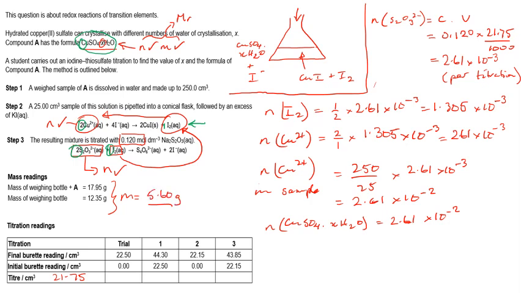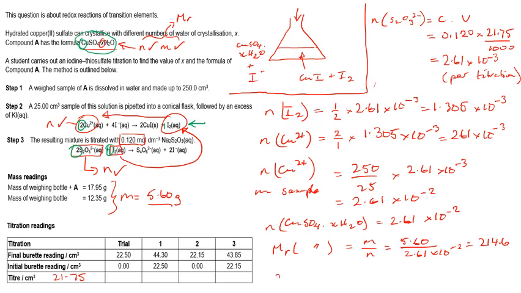Therefore the MR of our hydrated copper sulfate is mass over moles. The mass was 5.6. Moles is 2.61 times 10 to the minus 2. And that comes out at 214.6. Now we've got the MR of it, we can work out what X is.